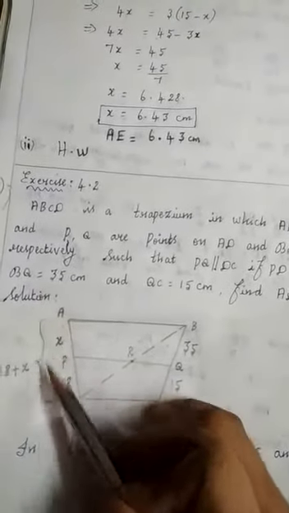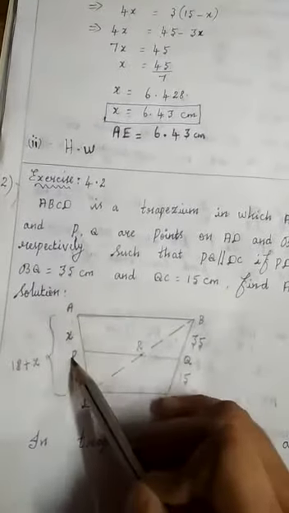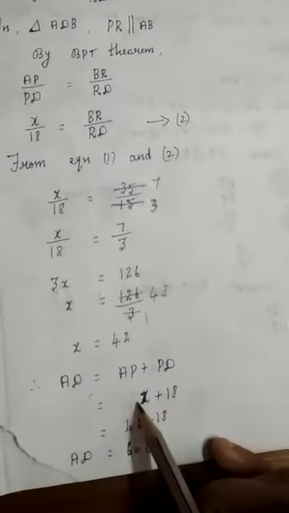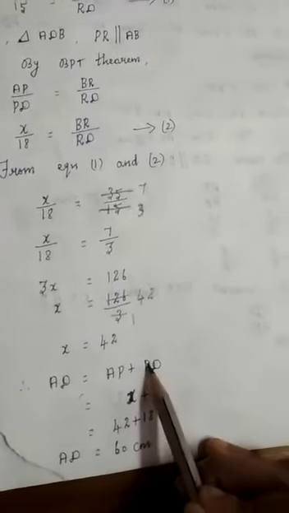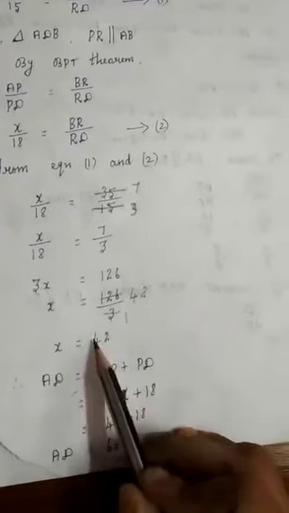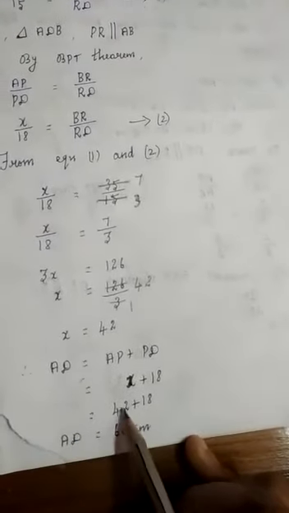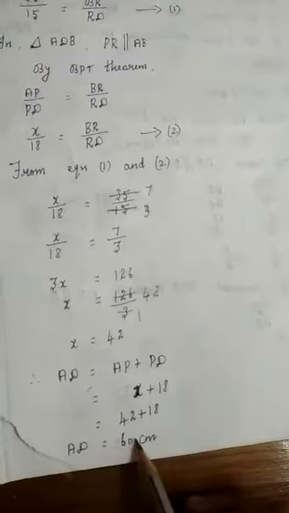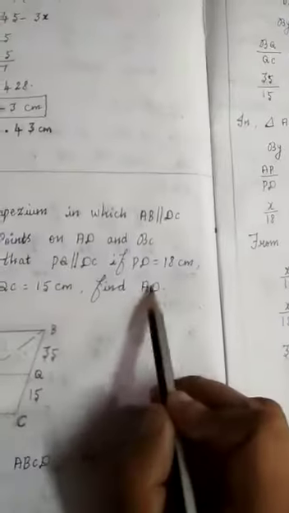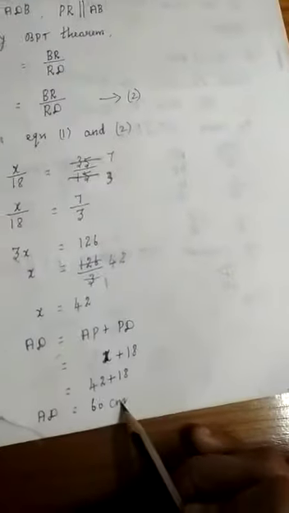That means AD is equal to AP plus PD. The AP value we considered as x, plus PD we know is 18. The x value you have got is 42, so 42 plus 18, then AD is equal to 60 centimeters. That one only they have asked to find out. So that is the answer: AD value is 60 centimeters.